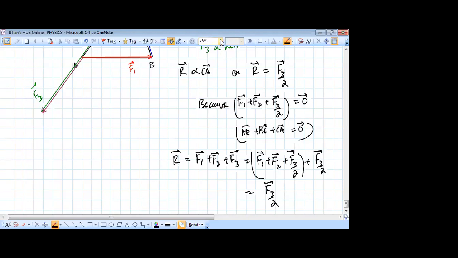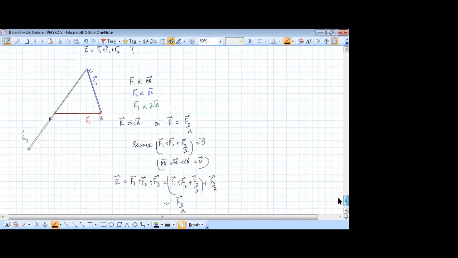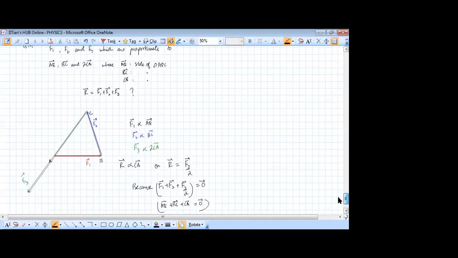Okay, so that was question number 14. Let's just go over the whole concept once more. So the three forces F1, F2 and F3 are proportional to the sides AB, BC and twice of CA, where CA is the third side of the triangle, but this force is proportional to double of that. So now we have to find the resultant of the three is proportional to which of the following.